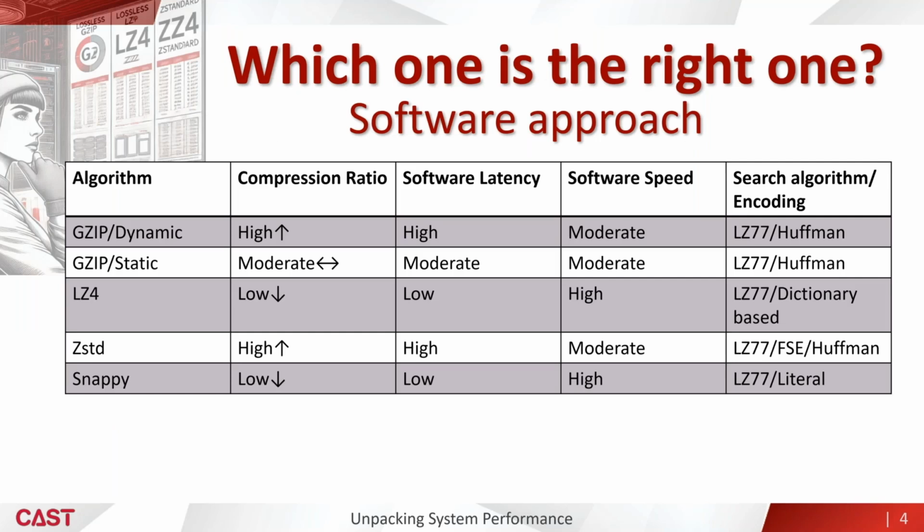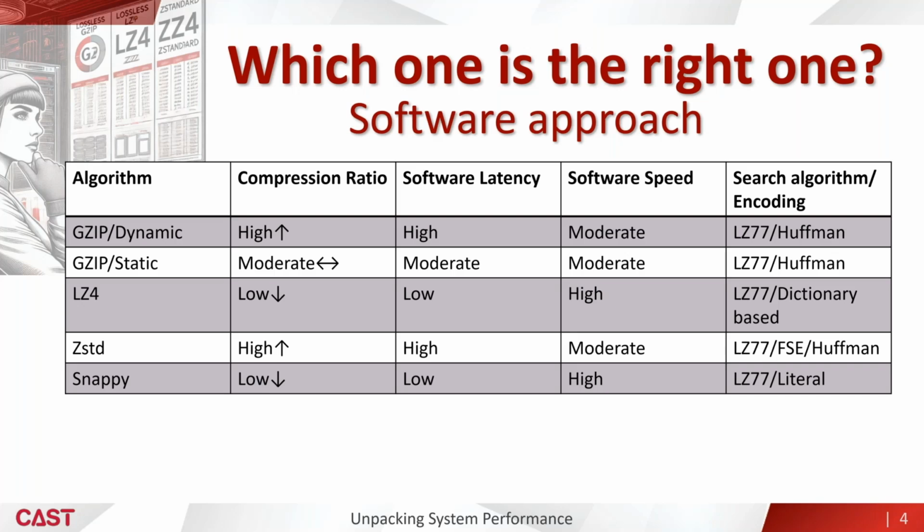So let's discuss the software approach. Which algorithm is the right one for you? We discuss here 4 different algorithms: GZIP, LZ4, Zstd, and Snappy. They are all part of the same family because they have the same search algorithm as a first step. Remember, we discussed this in the first slide. This search algorithm is called LZ77.